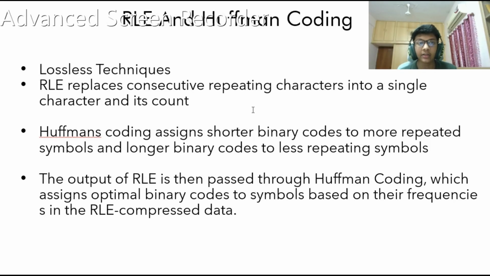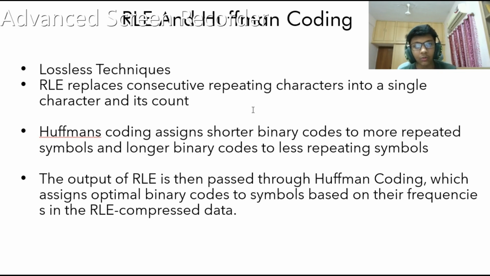There's run length coding and Huffman coding. Both are separate algorithm techniques, but they can be combined to get good results. They are lossless techniques. So RLE will replace repeating characters with that character and its count. So if you have AAA, it will replace it with 3A.